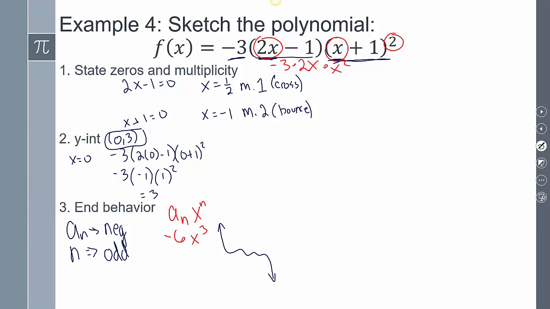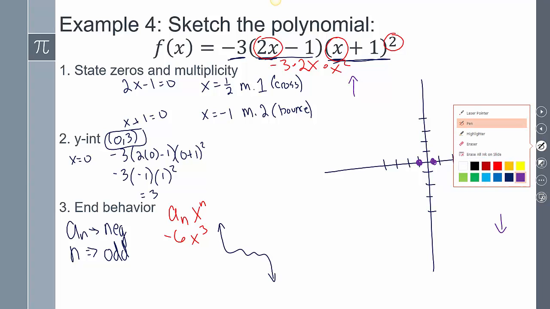So now that I have all this information, let's sketch it. Here's my graph, and we said that my end behavior should have this type of image. So I know it's going to go up there, and then it's going to end up going down there. There's something that's going to happen in the middle. We said that my zeros are going to be at -1 and at 1/2.